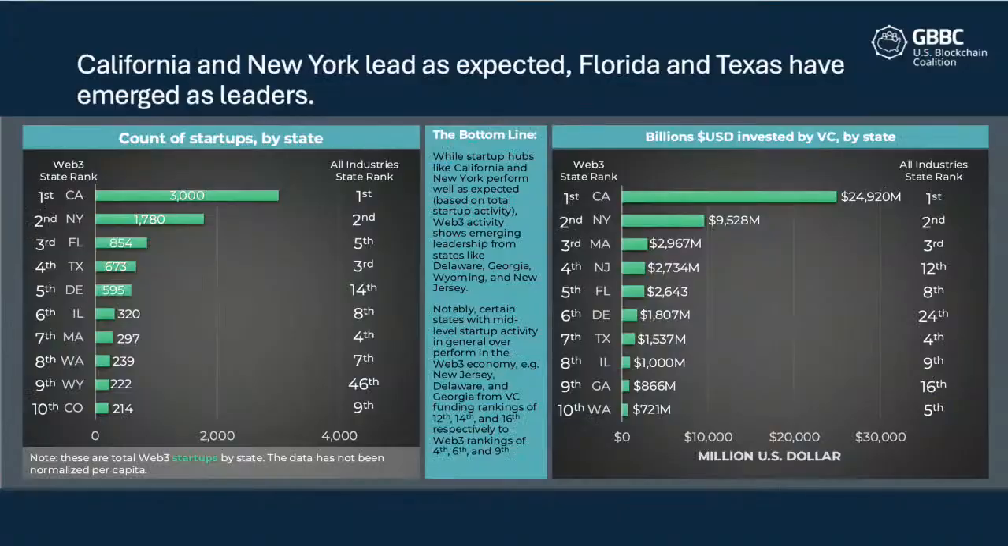Okay, so state by state stats, people love to see what the top 10 are. Top 10 states with the most count of startups: California, New York, Florida, Texas, Delaware, Illinois, Massachusetts, Washington, I'm from Washington, Wyoming, and Colorado. But then when we look at where the investments are going, obviously California again, but we have New York, Massachusetts, New Jersey, Florida, Delaware, Texas, Illinois, Georgia, and Washington made it there in spot number 10.